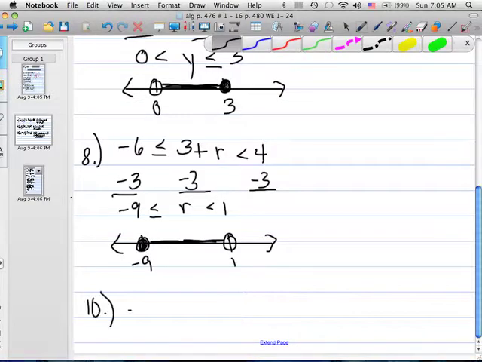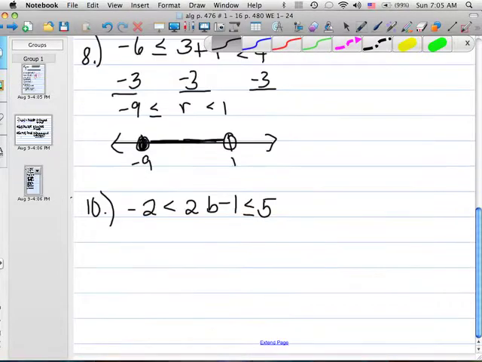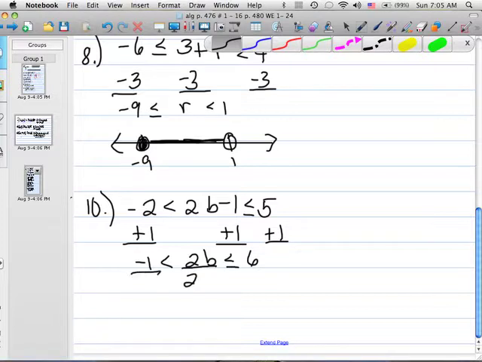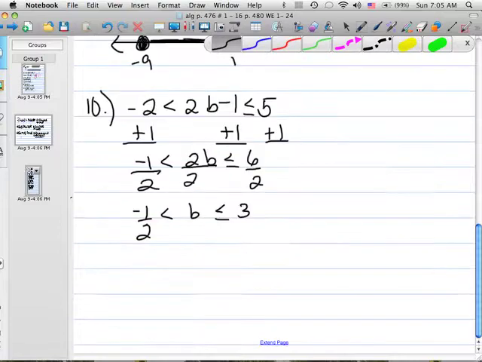Problem number 10, we have negative 2 is less than 2b minus 1 is less than or equal to 5. So we have a two-step problem in the middle. To get b by itself, we first undo the minus 1, so we add 1 to all three parts. And we get negative 1 is less than 2b is less than or equal to 6. Then to get rid of the 2, we divide each of the three parts of the compound sentence by 2. So we get negative 1/2 is less than b is less than or equal to 3.